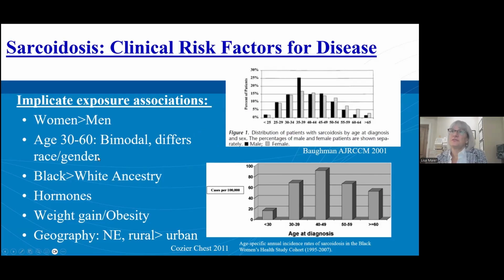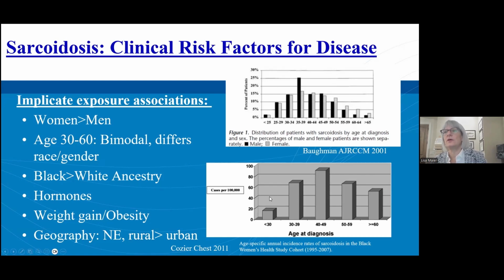This also differs by race and gender, as I just told you. We know that Black individuals also overall have a much greater risk than those individuals of European or white ancestry for sarcoidosis.